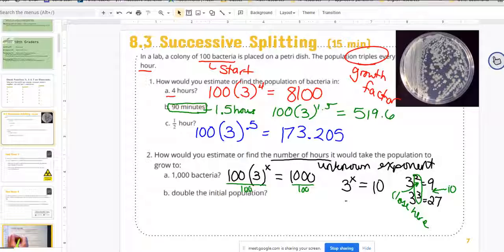So if we had to estimate what that might be, we know it's going to be a little bit more than 2. Maybe it's just like 2.1. And we could then turn to a calculator and see what that looks like. If I have 3 raised to the 2.1 power, oh my goodness, look how close we got. 10.05. That's amazing.